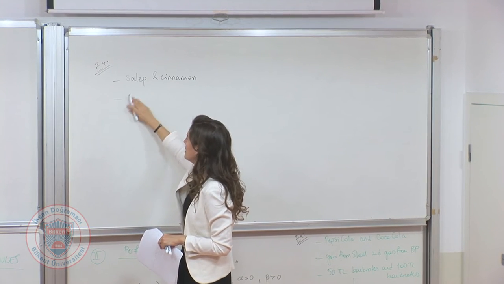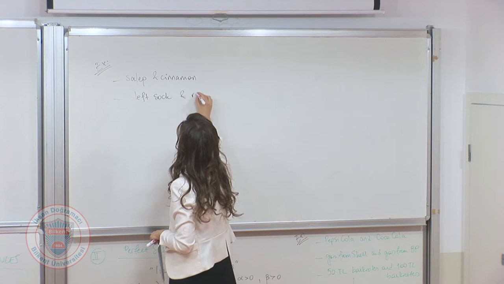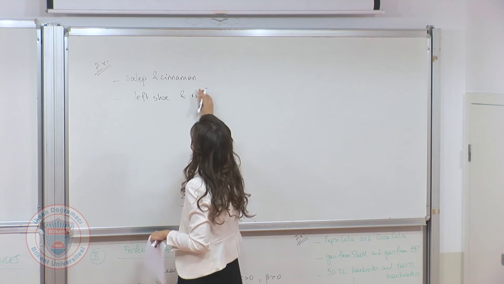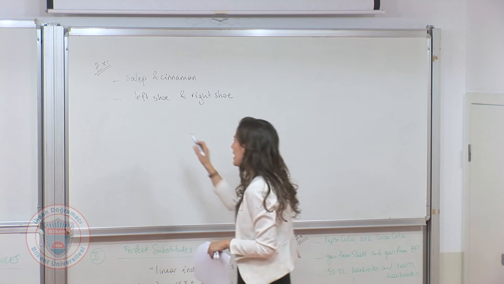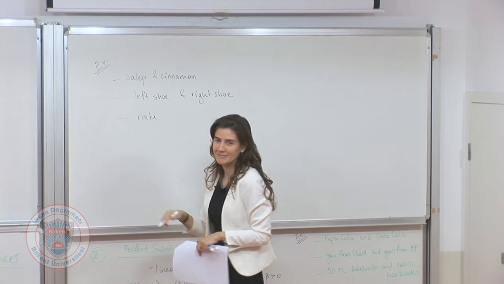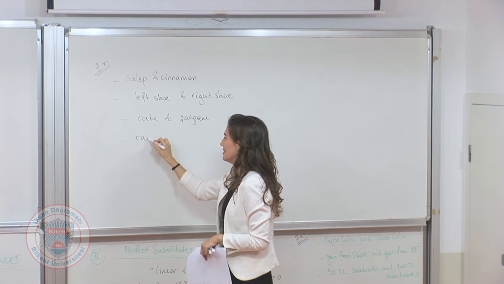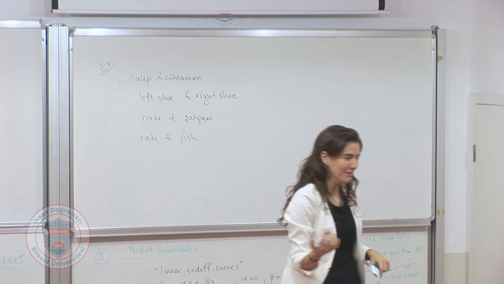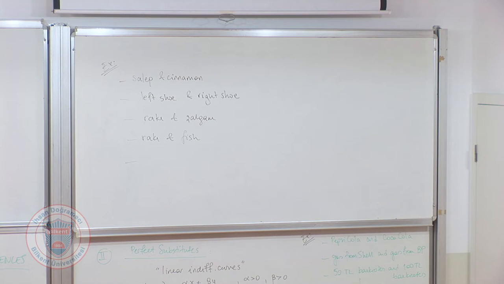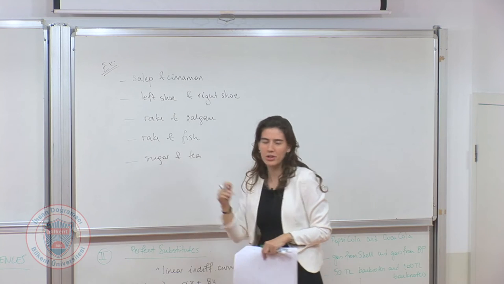Let's call it the left sock and right sock. Or you can call it left shoe, right shoe. Very similar. What else? You can have, let's say, rakı and şalgam, right? Or rakı and fish. I don't know what şalgam is in English, actually. I think it's carrot juice, some sort of that. What else? Usually coffee and cream, sugar and tea, of course.